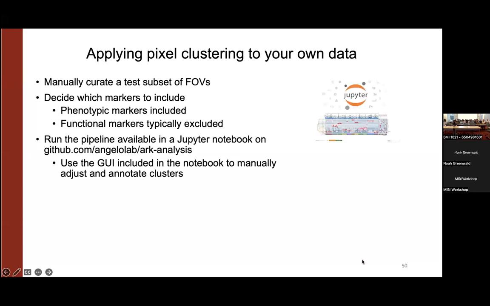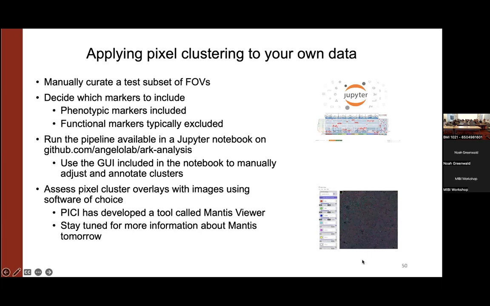So the pipeline for running Pixie is available on ARC Analysis, and there's a GUI included in the notebook to manually adjust the clusters, which I know I've mentioned many times now, but I will finally be talking about that more. And then you can assess your pixel cluster overlays with the actual multiplex imaging images using whatever software you want. The Parker Institute for Cancer Immunotherapy, or PICI, has developed a tool called Mantis that we like to use. The main feature of Mantis is that you can view multi-channel overlays and then overlay your pixel clusters on top of that and toggle them on and off to see how well your pixel clusters match up with the expression. And there's going to be a whole talk on that tomorrow, so hopefully it'll clarify some questions there.